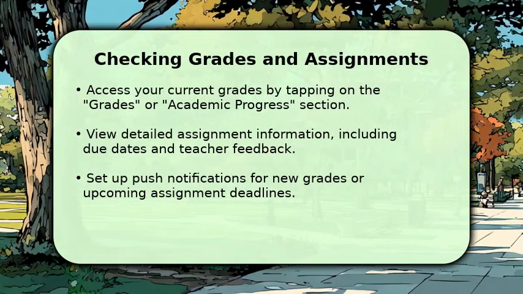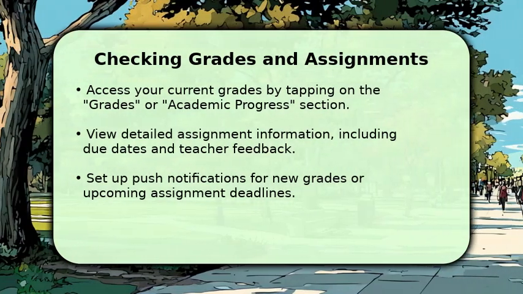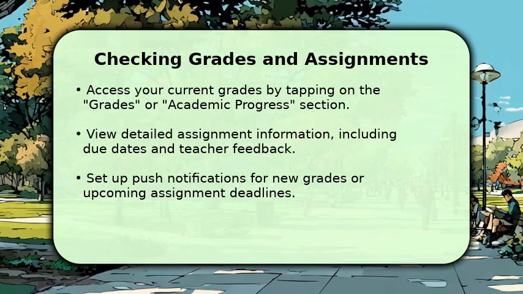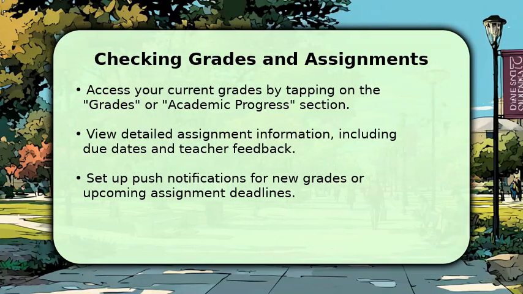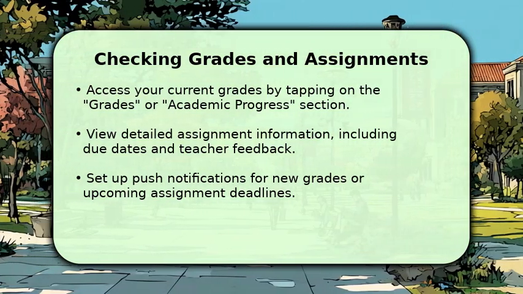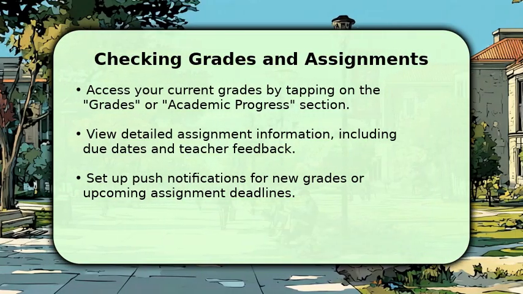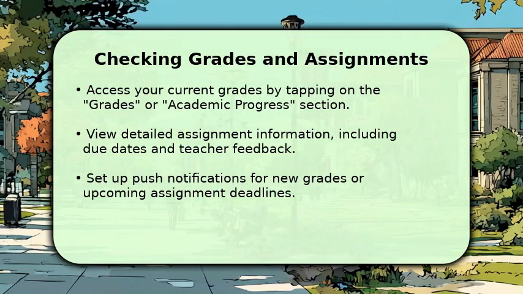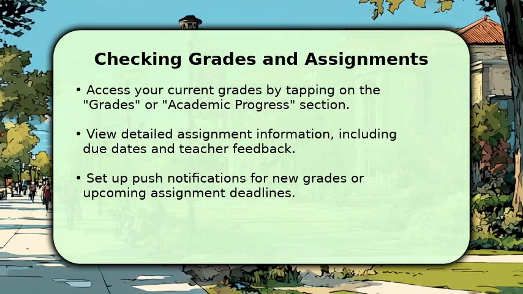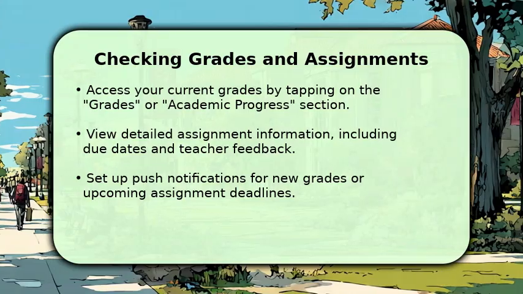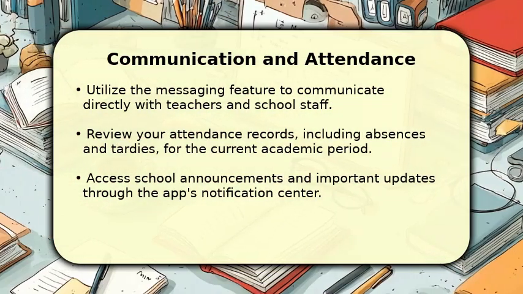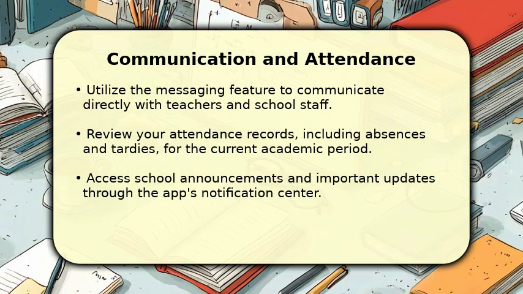Once logged in, navigating your academic progress is straightforward. Tap the Grades or Academic Progress tab, usually on the main menu. Here, view all current scores and overall averages. For specific assignments, tap the entry to see details like due dates and teacher feedback. Enable push notifications for instant alerts on new grades or assignments, helping you stay updated, often within 30 seconds of an update. The mobile SIS also streamlines communication and attendance tracking.